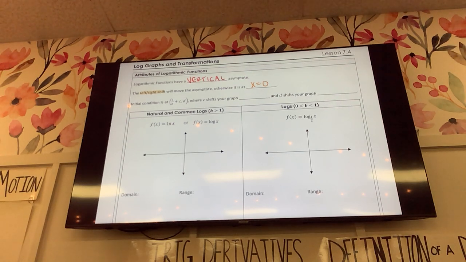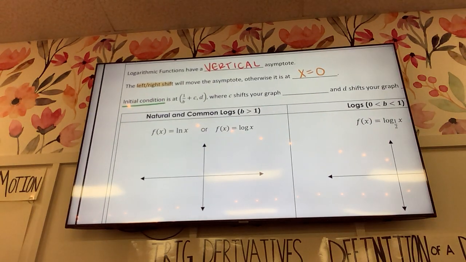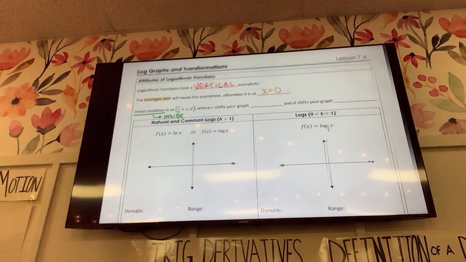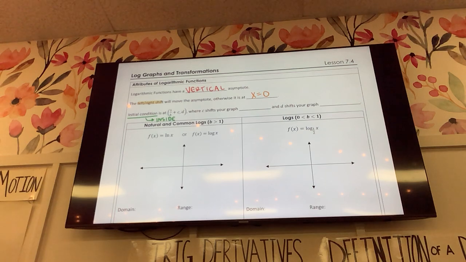Your initial condition is going to come from the inside coefficient. So the b value and of course your left, right, up, down. So this is kind of confusing, this like point here, but your initial condition for the log is going to come from the inside. Whereas exponential, it came from the very front number, the outside coefficient.